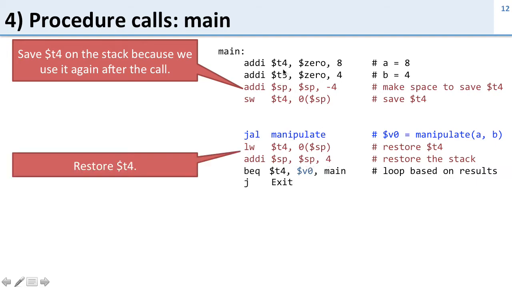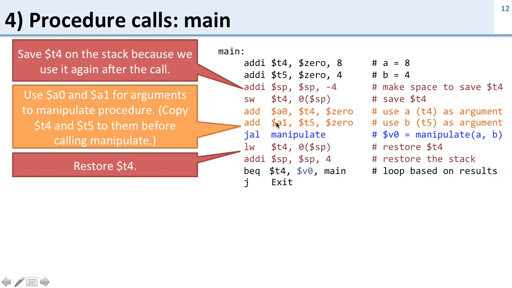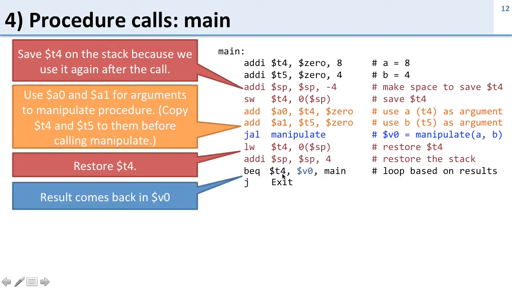Now, why didn't we do anything about T5 here? Well, if you look at T5, T5 is never used again after this call. So we don't care if manipulate writes over it. Only T4, since we reuse T4. Then we need to make sure that we put our arguments in the right place. The arguments that we want to send in to manipulate need to go into the argument registers A0 and A1. So we say, well, they were in T4 and T5 before. We're going to go ahead and move those into A1 and A0. This is just copying them into it. And finally, the result from main needs to be put in the result register in case somebody else is calling it.